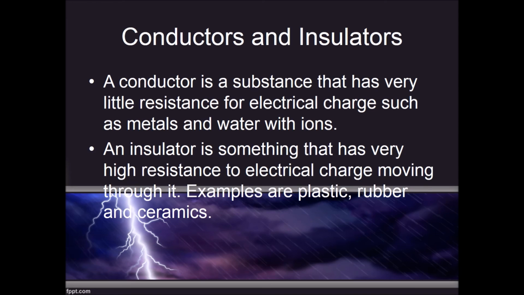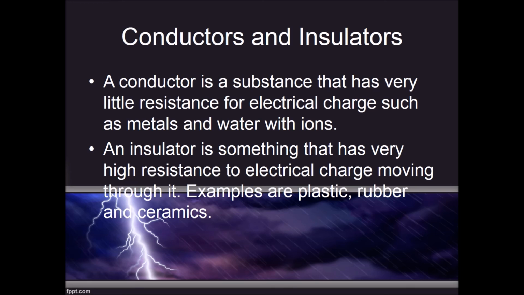An insulator is something that's got a very, very high resistance, and that electric charge basically doesn't go through it. Examples are plastic and rubber, and you know that electrical wires have a plastic coating around them, and that's because it insulates them from other wires and any other material or other connections that might short it out.